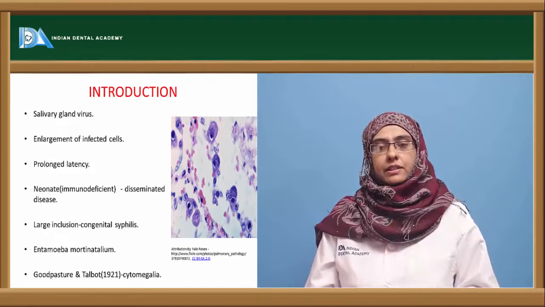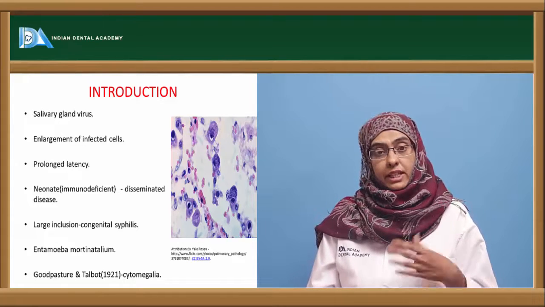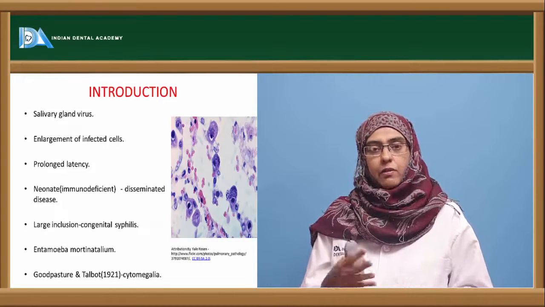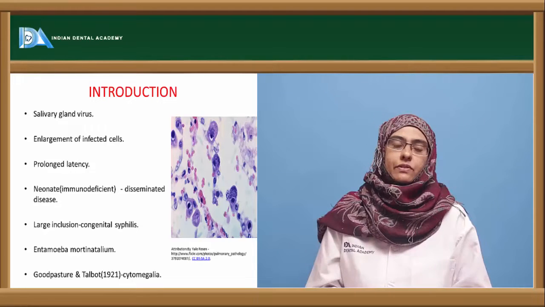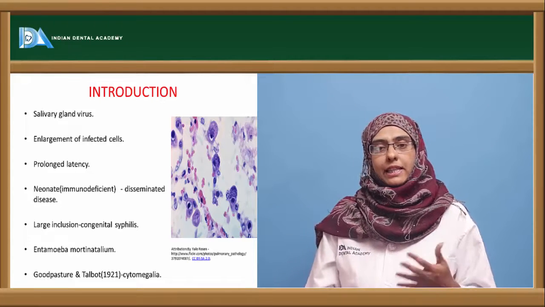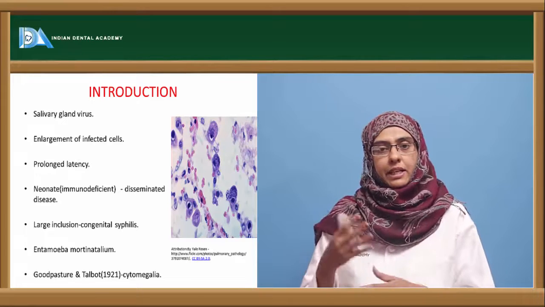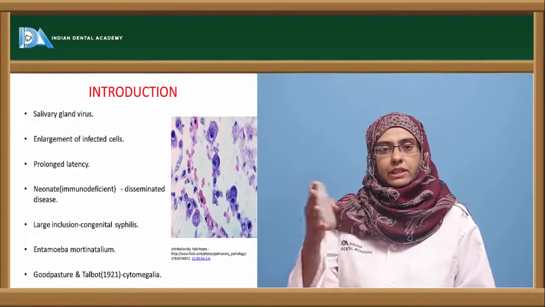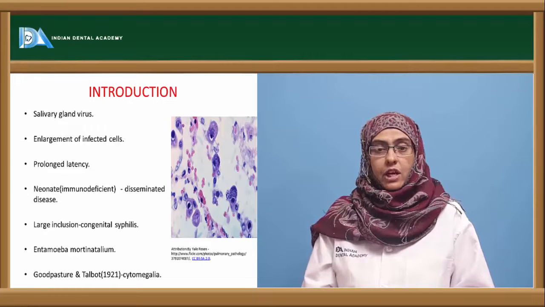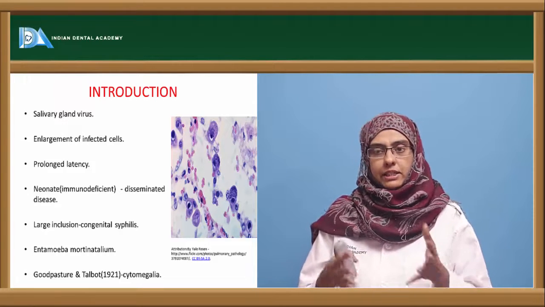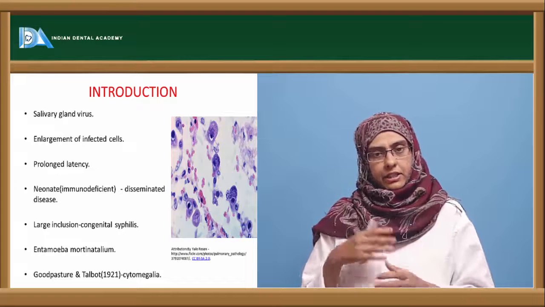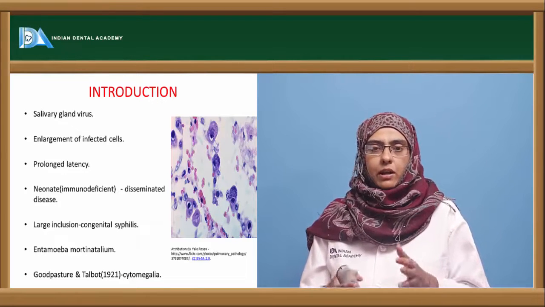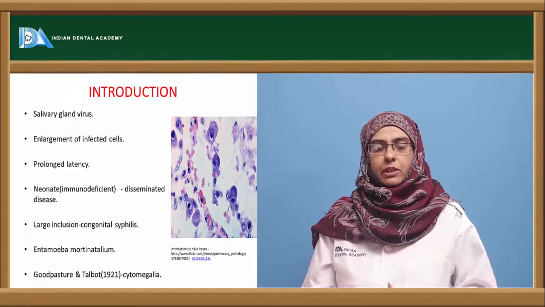This disease is mostly seen in neonates who are immunodeficient in nature, and the disease is usually disseminated, whereas in a normal or healthy child it is mostly asymptomatic and self-limited. Only in immunocompromised children can you see this type of infection. Here you have large inclusion bodies in the infected cells. That is the characteristic feature of this disease, the cytomegalic disease caused by the cytomegalovirus.